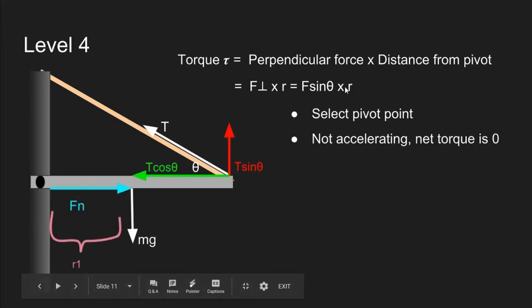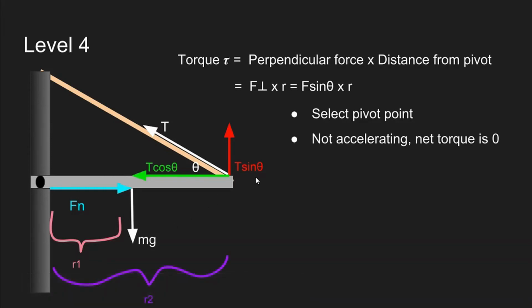Since we need R, we're going to find the distance R1. Please ignore the curly bracket and how ugly it looks. R1 is the distance of mg from the pivot. And R2, I'm going to set as the distance of T sine theta from the pivot. Alright, let's move on.